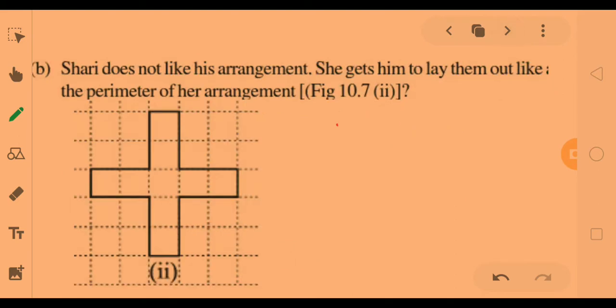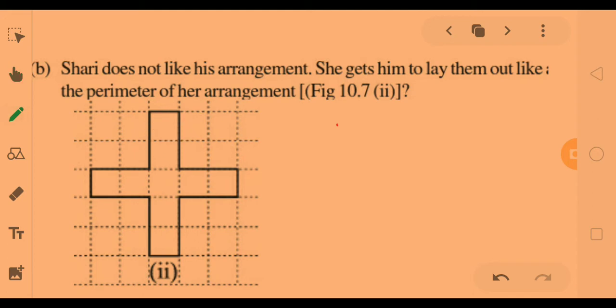Then the second question. Another person, Shari, does not like his arrangement. She gets him to lay them out differently. She made another form using the same number of tiles. So we have to find the perimeter of this arrangement. The same way, we will count the number of edges. 1, 2, 3, 4, 5, 6, 7, 8, 9, 10, 11, 12, 13, 14, 15, 16, 17, 18, 19, 20. So there are 20 edges.